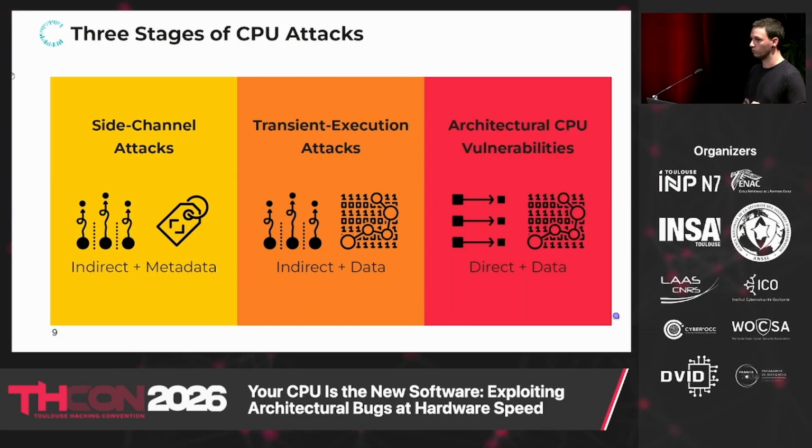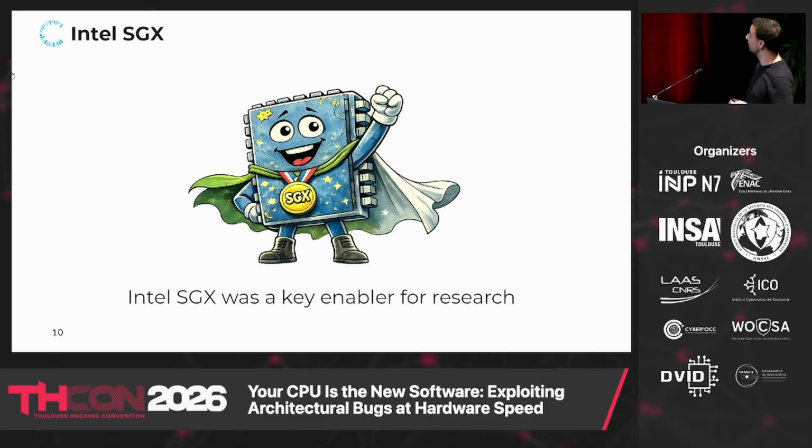And now we are at this final stage, a very powerful one, of architectural CPU vulnerabilities, where we get data out of the CPU from places we are not supposed to, and we can do that directly without using any side channels, without using any timer measurements, just by doing interesting stuff with the CPU, as we will also see today. And this also started essentially with Intel SGX.